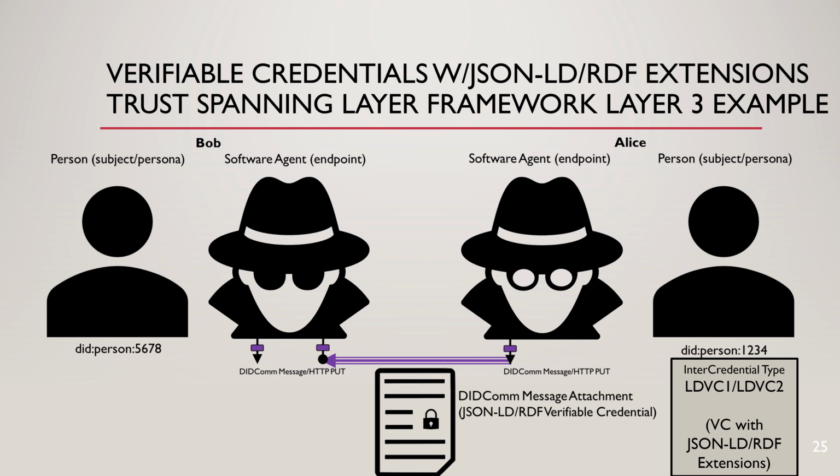At the bottom, we see the credential. In this case, it's just any credential sent from Alice to Bob using the JSON-LD RDF extensions to the verifiable credential model. We can see the blood type is LD VC1 or LD VC2. We'll explain that in a moment.